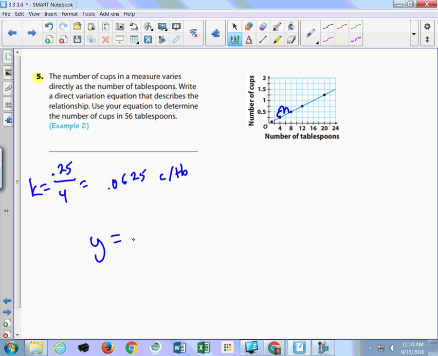y equals 0.0625x. So if I want to know the number of cups in 56 tablespoons, I just take that number and multiply it times 56. So y equals 0.0625, plug in the 56. So 56 tablespoons makes 3.5 cups.